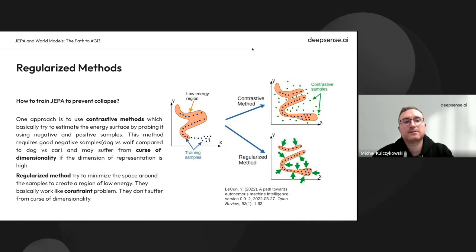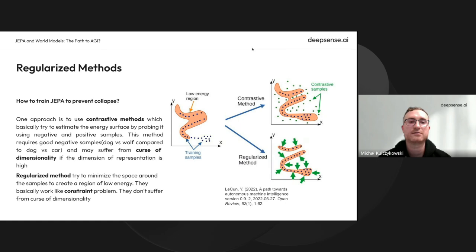One is a contrastive method, which tries to estimate the energy surface by probing the regions of low and high energy with positive and negative samples. This method has some drawbacks because it requires good negative samples. For example, dog versus wolf compared to dog versus car. This would be a good example, and may suffer from curse of dimensionality. So there is another approach called regularized method. Regularized methods try to constrain the region of low energy, and they don't suffer from curse of dimensionality.